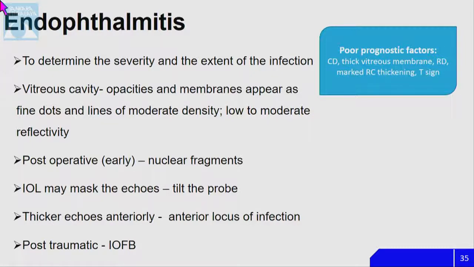In an ultrasound, the poor prognostic factors would be choroidal detachment, especially hemorrhagic, very thick vitreous membranes, retinal detachment, marked retinochoroidal thickening, and presence of T sign.